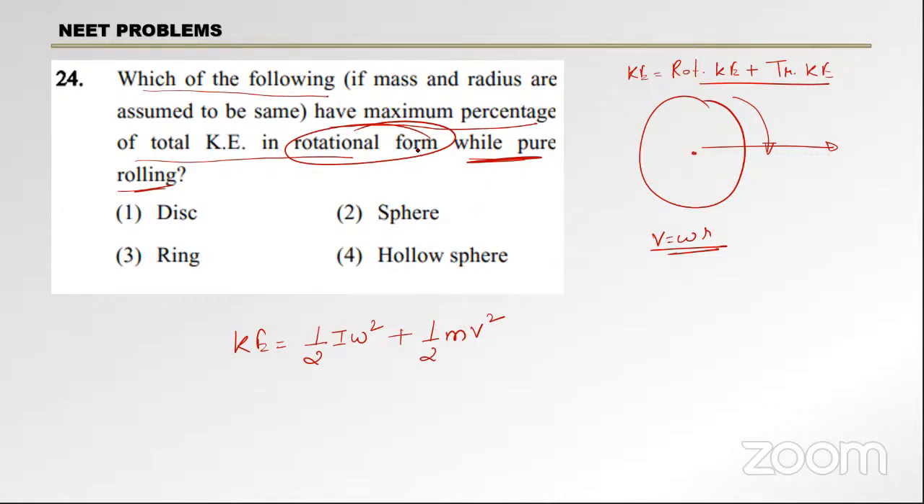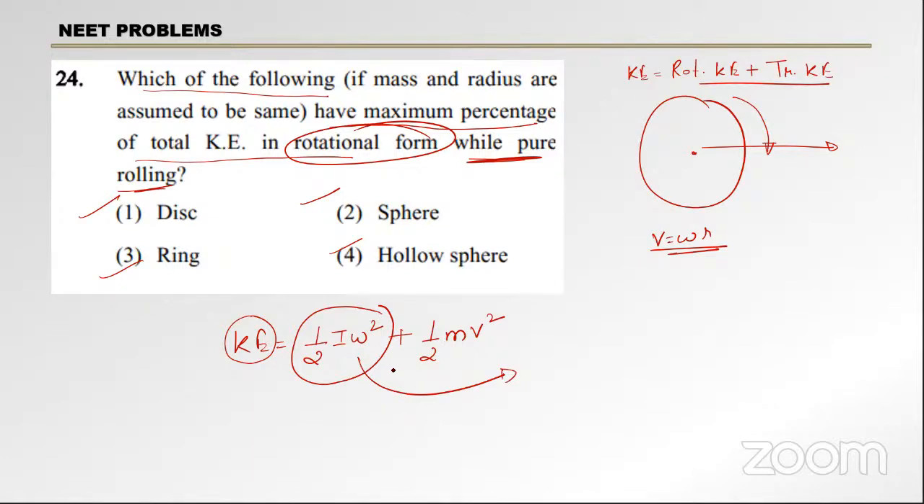Now it is telling that out of these four, which is having its maximum kinetic energy in the form of rotational energy. Means let's say there is some kinetic energy. So in which of these four figures the rotational kinetic energy will be occupying most of the kinetic energy? Okay, so इसका बात कर रहा है.